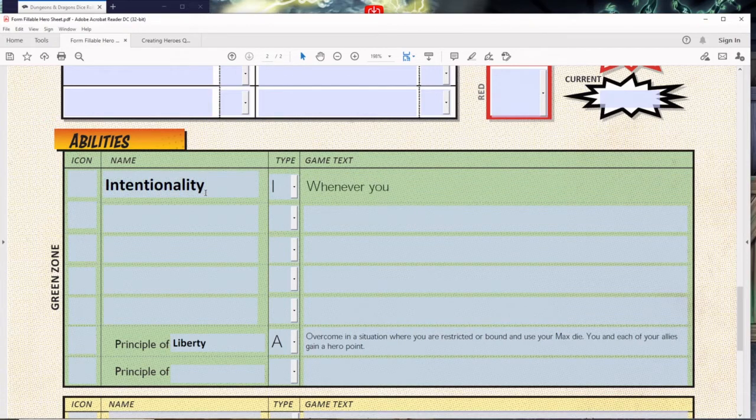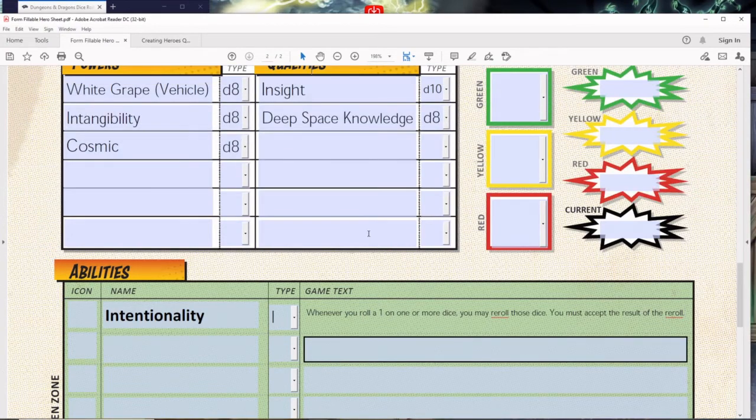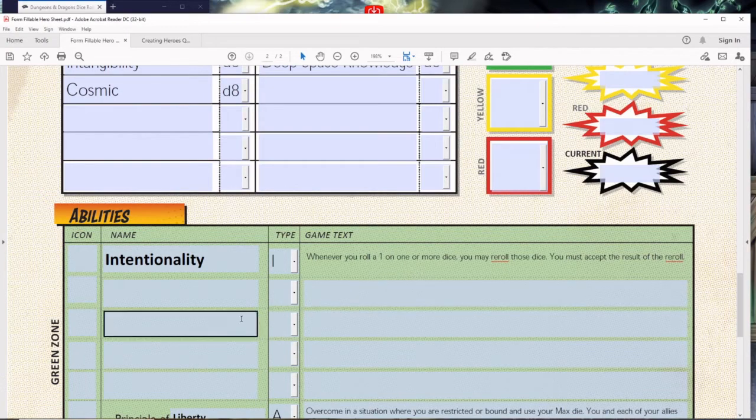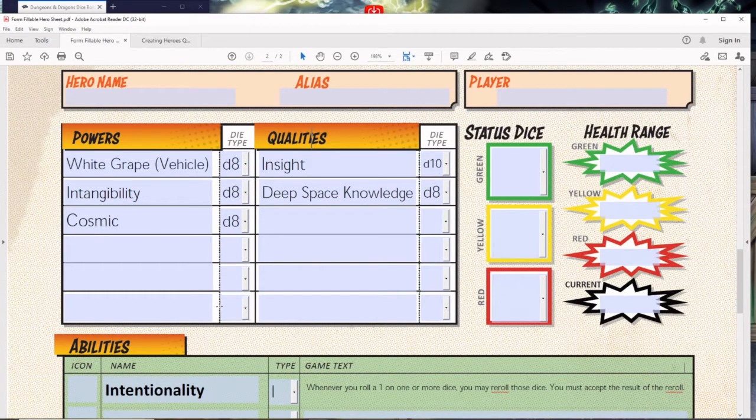Whenever you roll a 1 on one or more dice, you may re-roll those dice. You must accept the result of the re-roll. As a note, there are times you may want a 1, because there are times when one of your abilities might damage you, so there are times you might want to roll low. I still like the idea of her being hard light and this intangibility in cosmic.